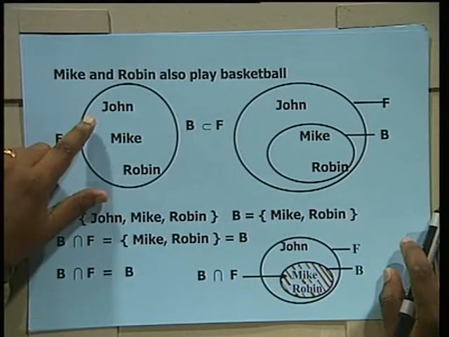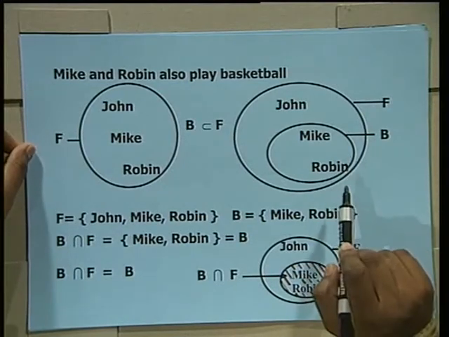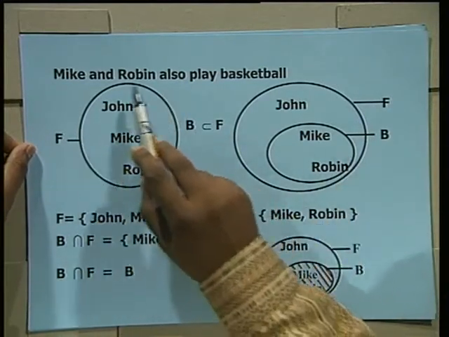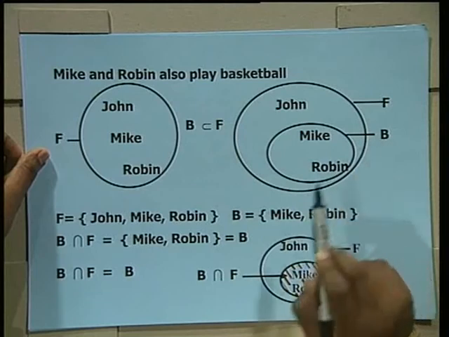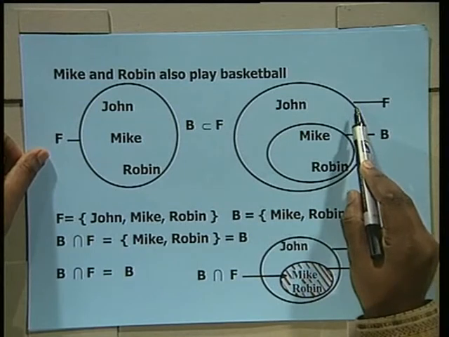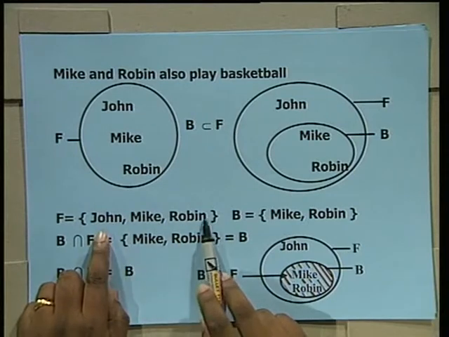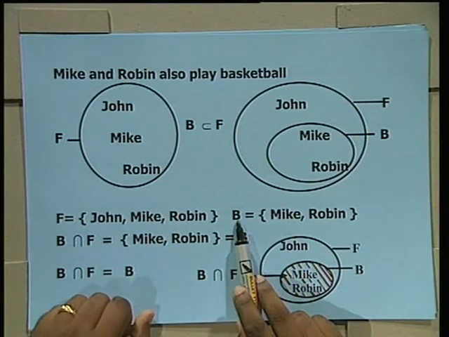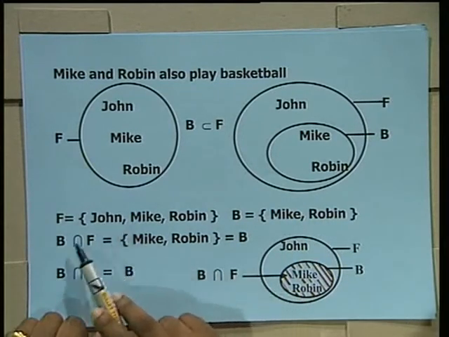Consider that among those who played football, that is, among John, Mike, and Robin, we come to know that Mike and Robin also play basketball. So within that group, within that set who played football, we have 2 who play basketball. So we will say that B is a subset of F. So if F consists of John, Mike, and Robin, then the set of all those playing basketball consists of Mike and Robin only.